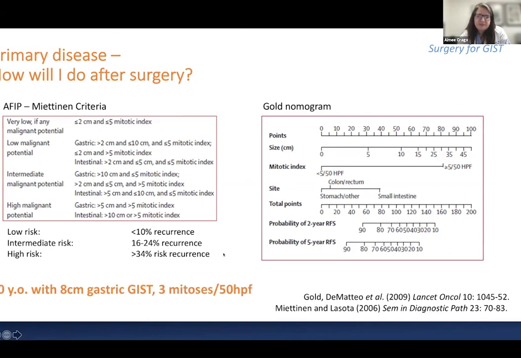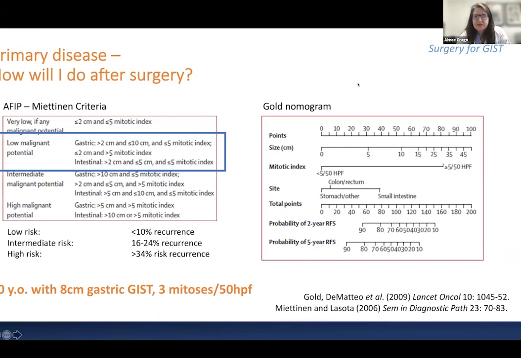So for example, if you have a 40-year-old who comes to you with an 8 centimeter gastric GIST that has 3 mitoses per high-powered field. So this is the mitotic index, how the pathologists tell us how quickly the tumor is dividing. Then you can see based on the Miettinen criteria, this is a gastric tumor between 2 and 10 centimeters, and it has less than 5 mitoses per 50 high-powered fields. So this is a low malignant potential tumor. And based on the Miettinen criteria, low-risk tumors are those with less than 10% recurrence.